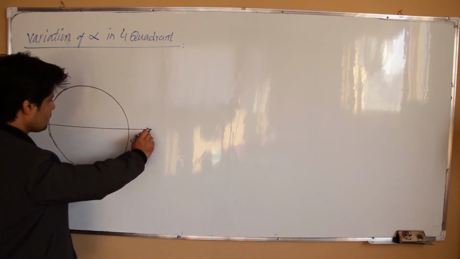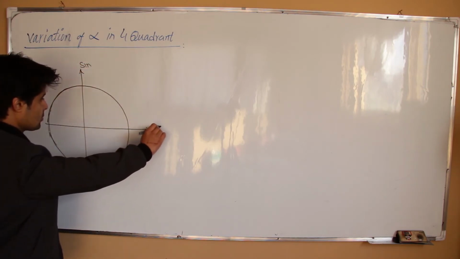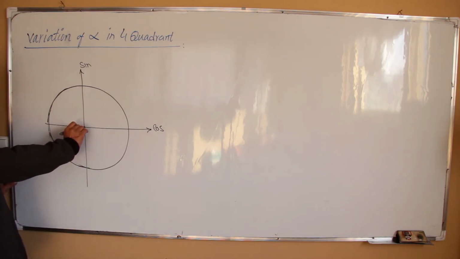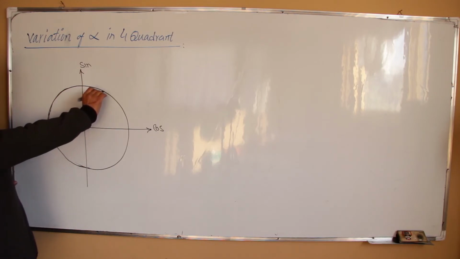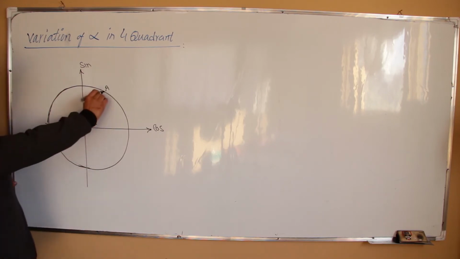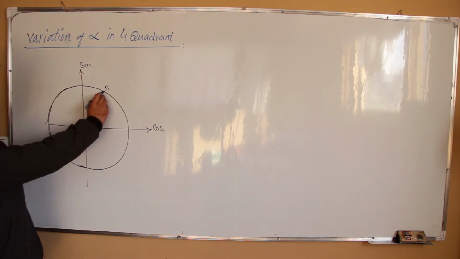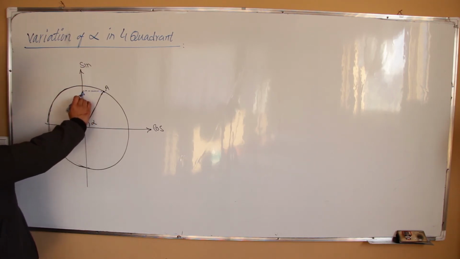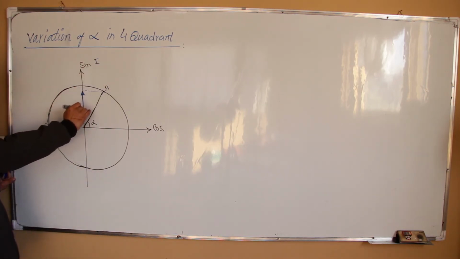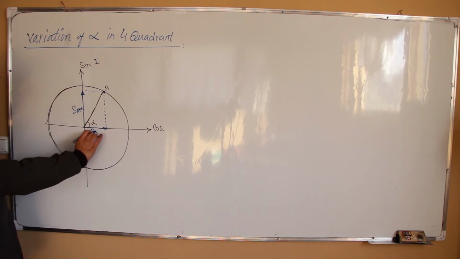By the way, this is the x-axis. This is called the y-axis, or the sine axis. This is called the cosine axis. Am I right? Yes. Now, this is our alpha. What is the value of sine? Just make a perpendicular on the y-axis. This is the value of sine in the first quadrant. What's the value of cosine? Make a perpendicular on the x-axis. This is called the value of cosine.